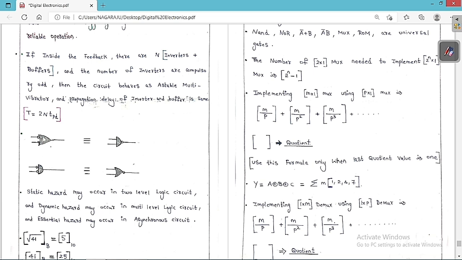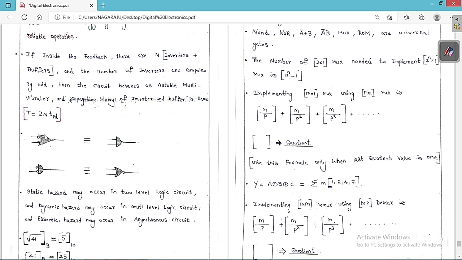So you can see clearly the bubbled OR gate is always equal to NAND gate, because here A and B: A bar plus B bar is nothing but simply (A into B) all bar, which is equal to A bar plus B bar. So both are same. Similarly, bubbled AND gate is equal to NOR gate, because A bar into B bar is equal to (A plus B) all bar, which is A bar into B bar.